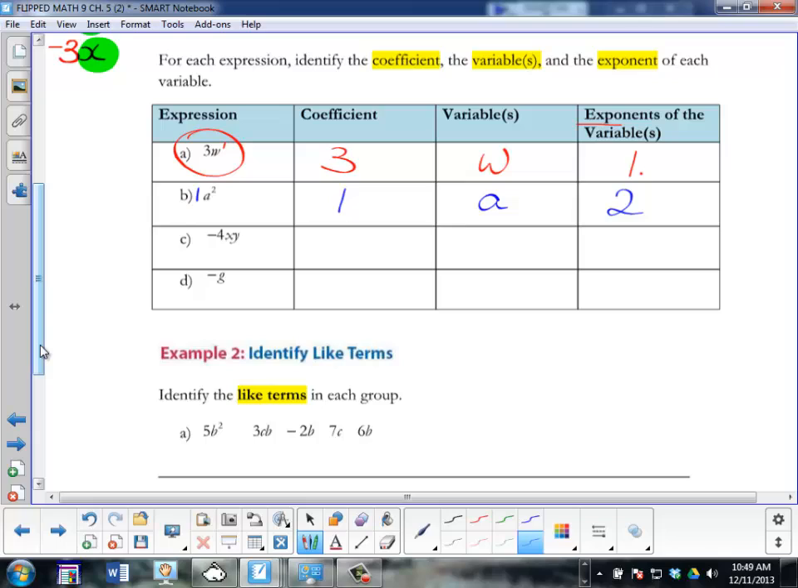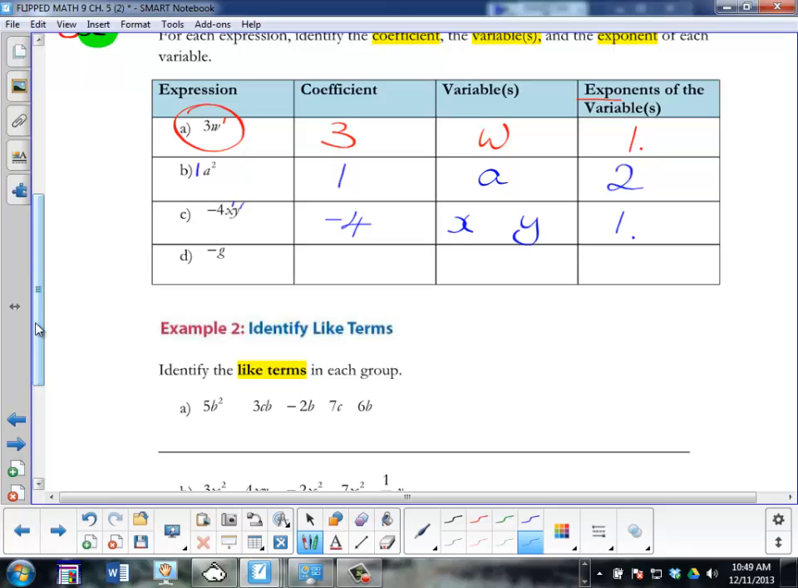Right. Let's do the remaining two quickly here. So for this one, for C, negative 4xy, the coefficient is negative 4. The two variables that we've got here are both x and y. And what's the exponent that goes with both of those variables? Well, it's x to the power 1 and y to the power 1. So in both cases, the variables have an exponent of 1.